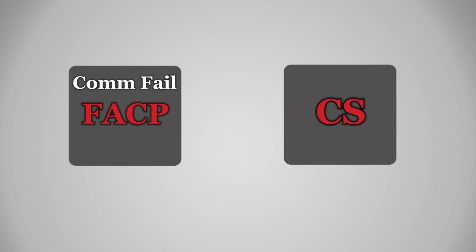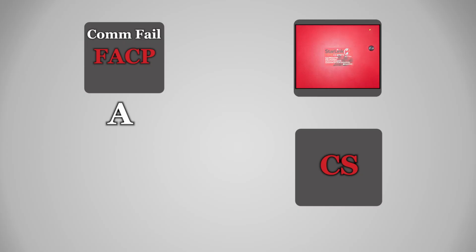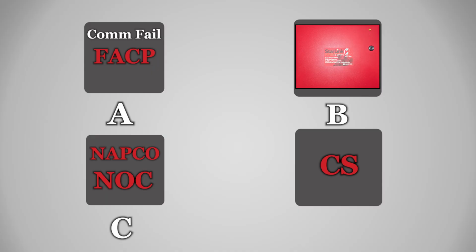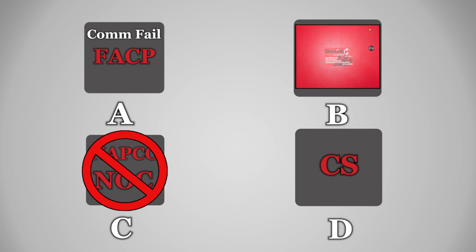Your alarm panel would be point A and your central station would be point B. When you use a Starlink radio, the panel remains as point A. The radio then becomes point B. The NAPCO NOC becomes point C, and the central station becomes point D. When you have a communication failure on your alarm panel, that means there is a failure between point A and point B, not C or D. So when you troubleshoot, you do so between point A and point B.